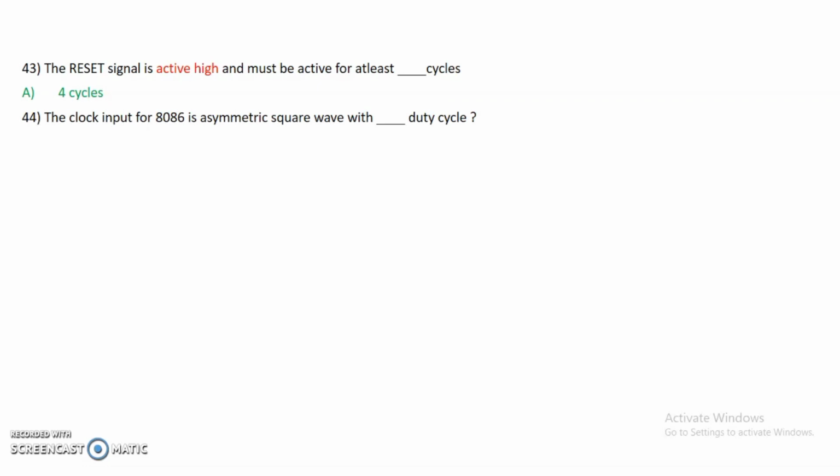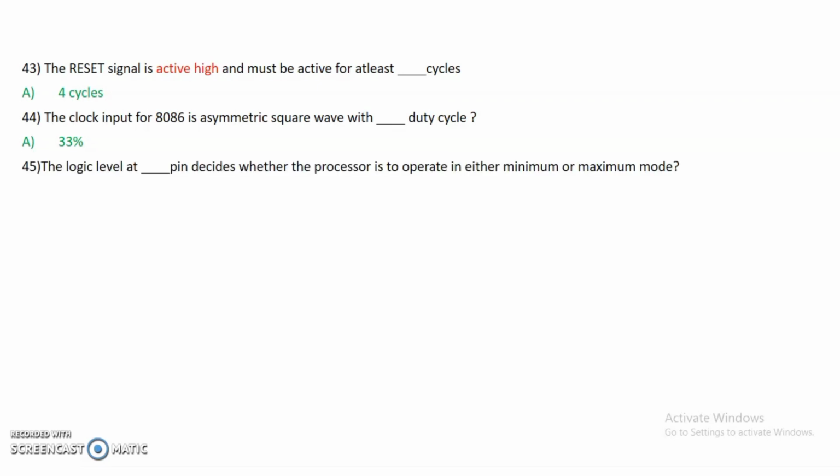Bit number 44. The clock input for 8086 is asymmetric square wave with dash duty cycle. So the answer will be 33% duty cycle. The clock input for 8086 is an asymmetric square wave. We have to note it, like they may ask rectangle wave or triangular wave. So the answer will be asymmetric square wave with 33% duty cycle.